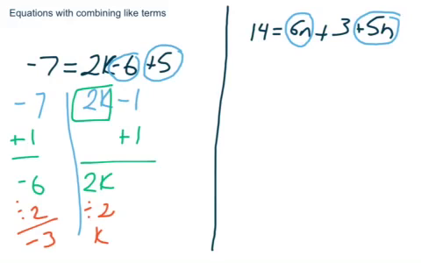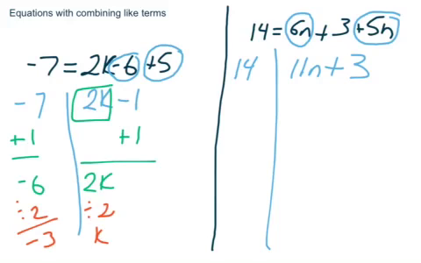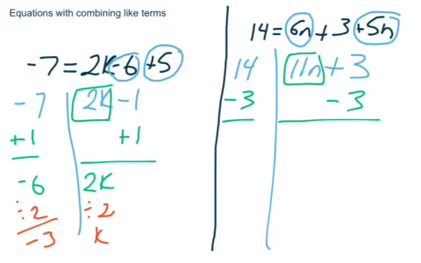And so I am left with still 14 over here. 6n plus 5n is 11n plus 3. Once again, I'm back to a two-step equation. I'm going to put a box around my variable. I'm going to use inverse operations. I'm going to subtract 3 from both sides.